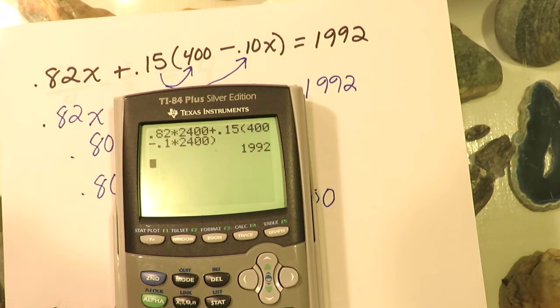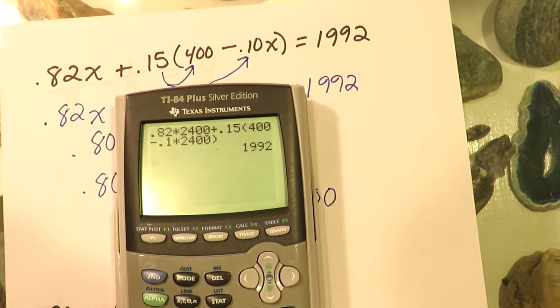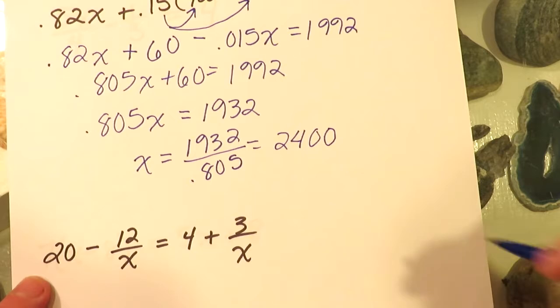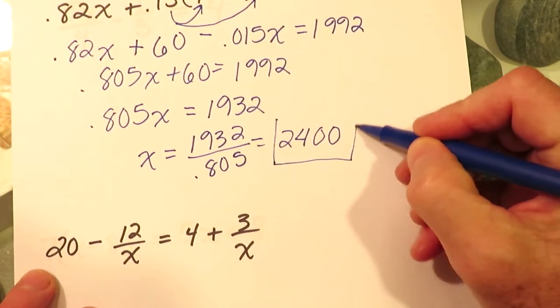And there I go. I plug in the 2400 and I actually get the 1992 that I was supposed to get on the right hand side. So all looks good. So once again, there's only one solution and it's 2400.